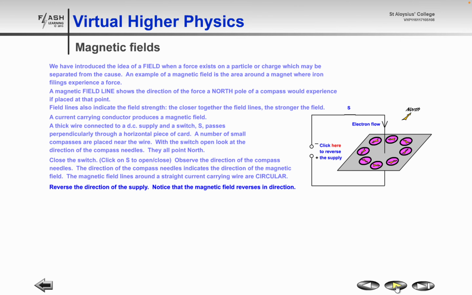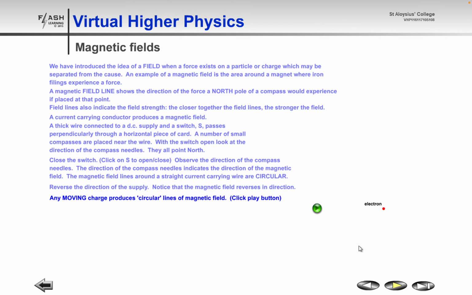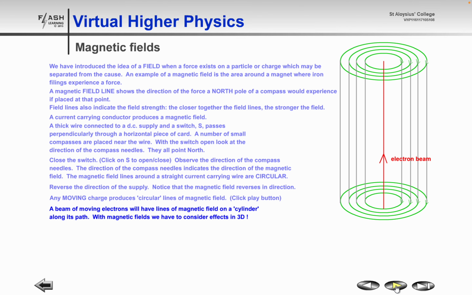So the field lines around a current carrying wire are actually circular. If I look at this simulation, basically they move with the electron and it produces circular or cylindrical field lines round about that, round about an electron beam.